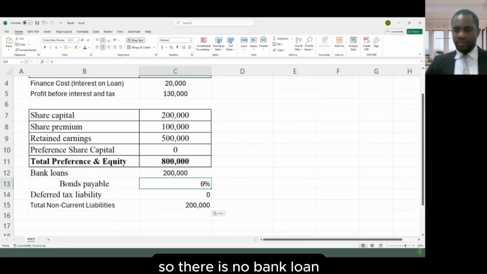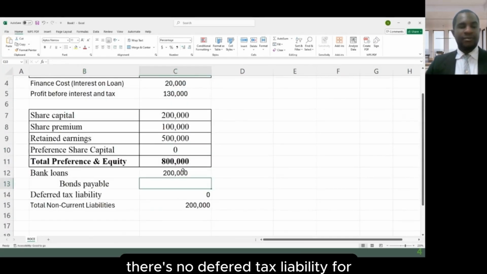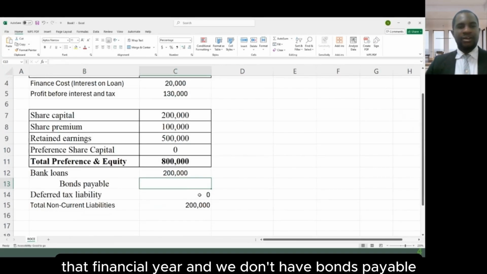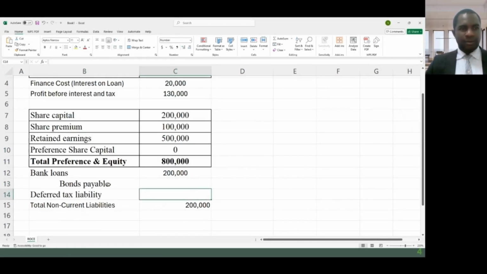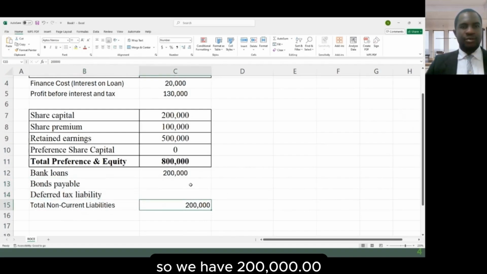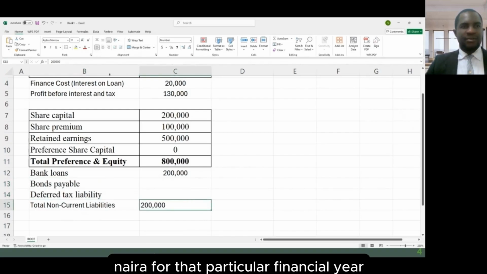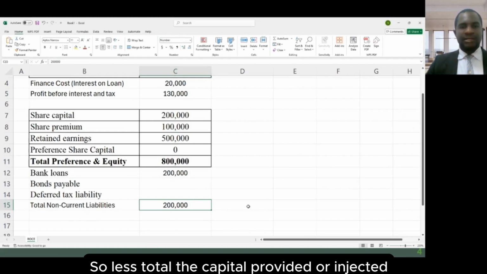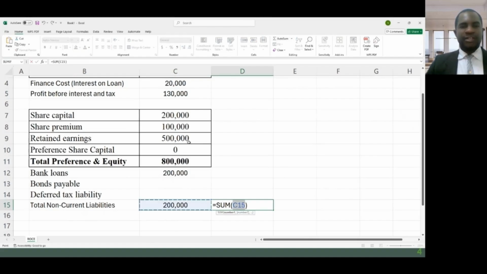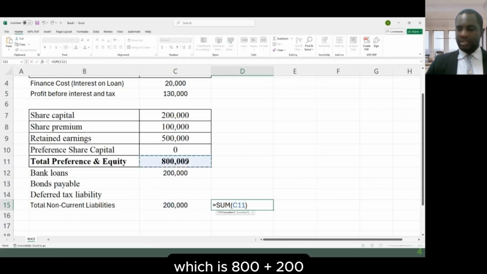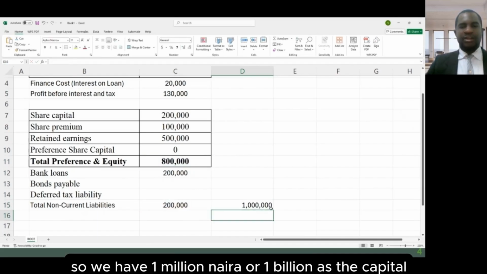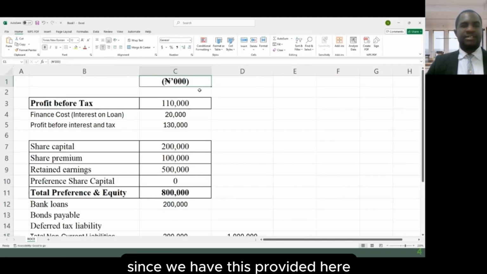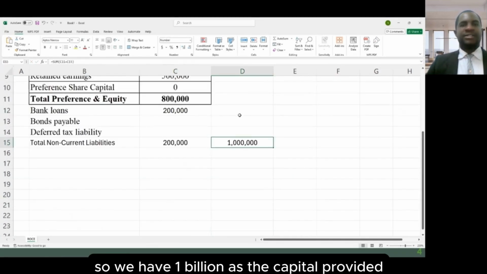So there is no bank loan, there is no deferred tax liability for the financial year, and we don't have bonds payable. So we have 200,000 naira for that particular financial year as our total non-current or long-term liabilities. So let's total the capital provided or injected, which is 800 plus 200. So we have 1 billion as the capital provided.